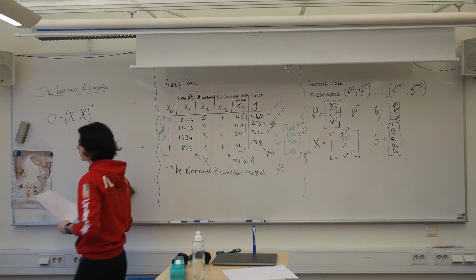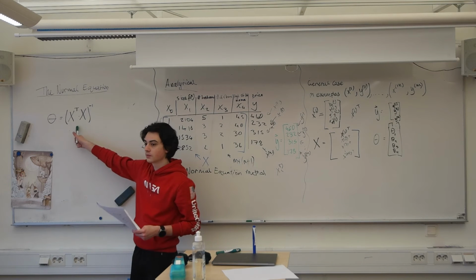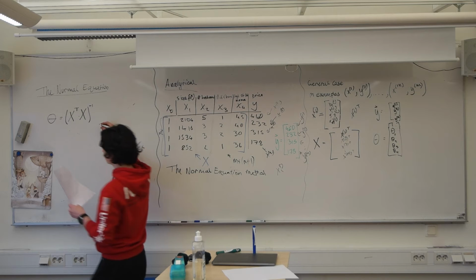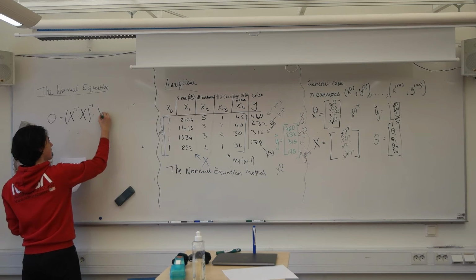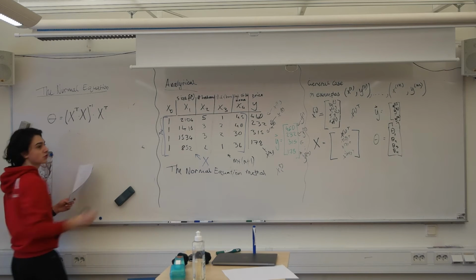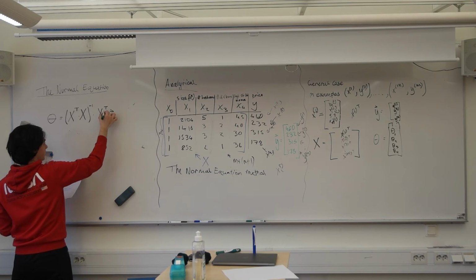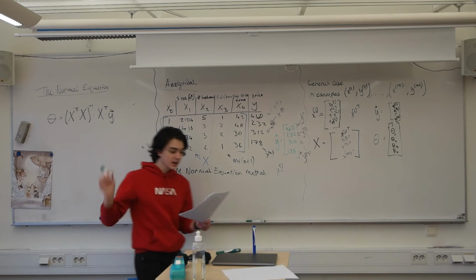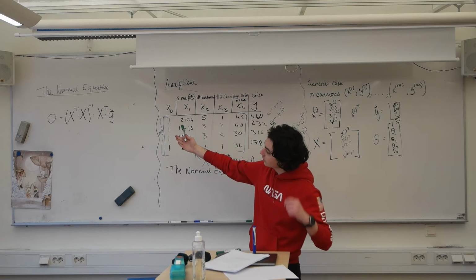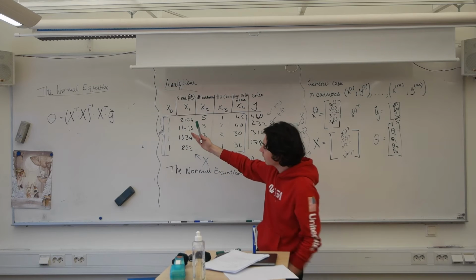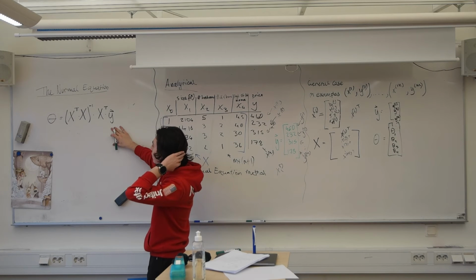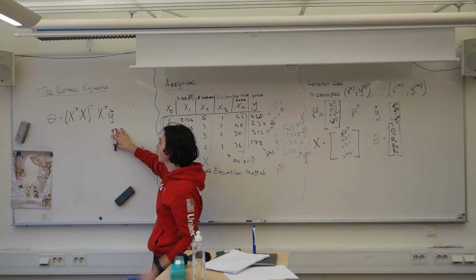It's the minus 1. So we're taking the inverse of this. And then we're going to multiply all of this by, again, x transpose multiplied by y. That is the fundamental normal equation. Very, very important stuff. You don't need to learn this off by heart. I learned it off by heart because it's quite simple. It's a short equation.